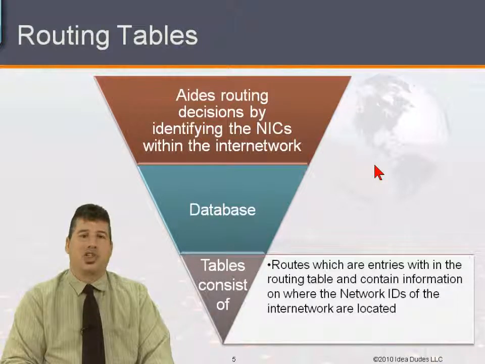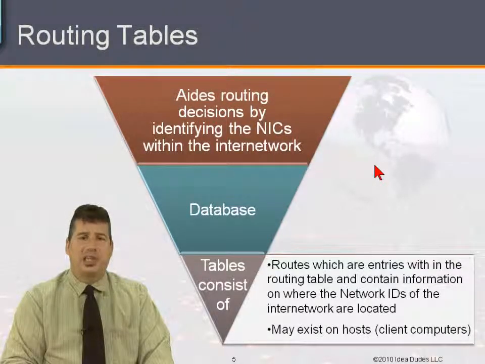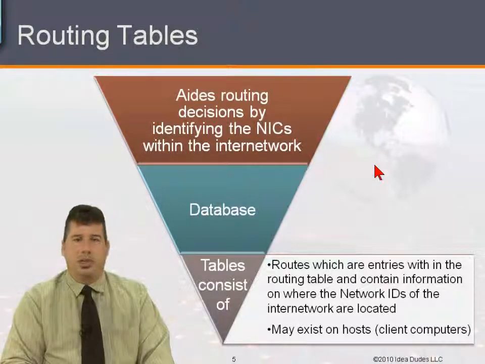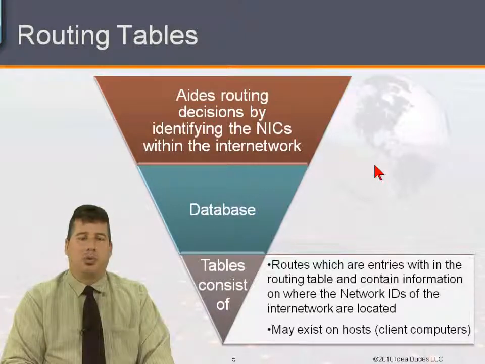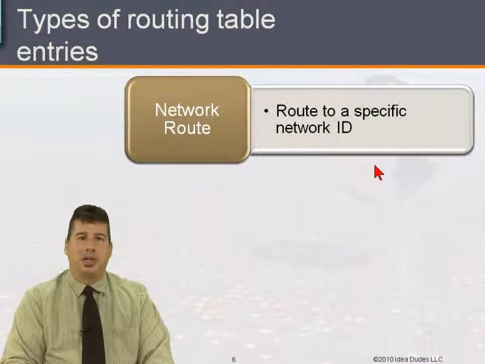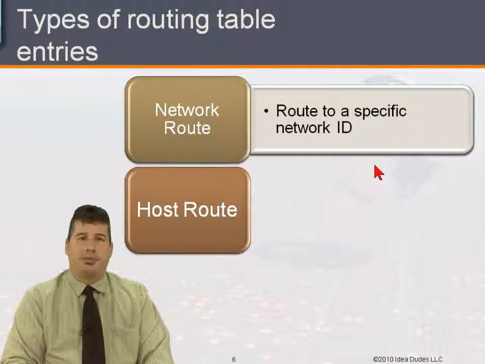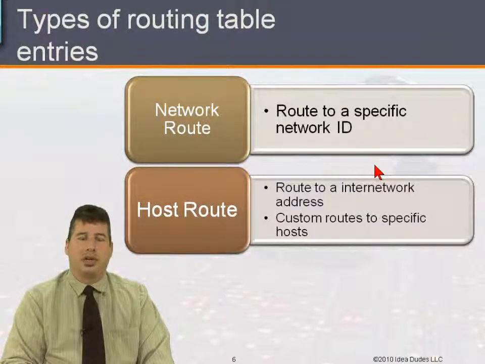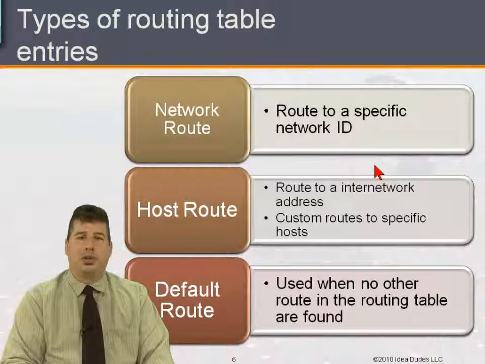And the internetwork is just your network. It may exist on hosts, which are the client computers. Remember, we have the DNS cache. We have a router cache also, which we view with route print, and that will display the database of the router. So the types of routing table entries: we have the network route, which is a route to a specific network ID, and then the host route, which is a route to the internetwork address, custom routes to specific hosts, and then our default. This is used when no other route in the routing table is found.